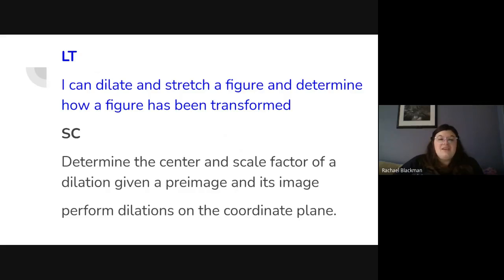Learning target today, I can dilate and stretch a figure and determine how a figure has been transformed. Success criteria, today we're going to talk about finding the center and scale factor of a dilation if you are given some pre-image and image points. And we're also going to look at some coordinate rules. Pause if you need to.